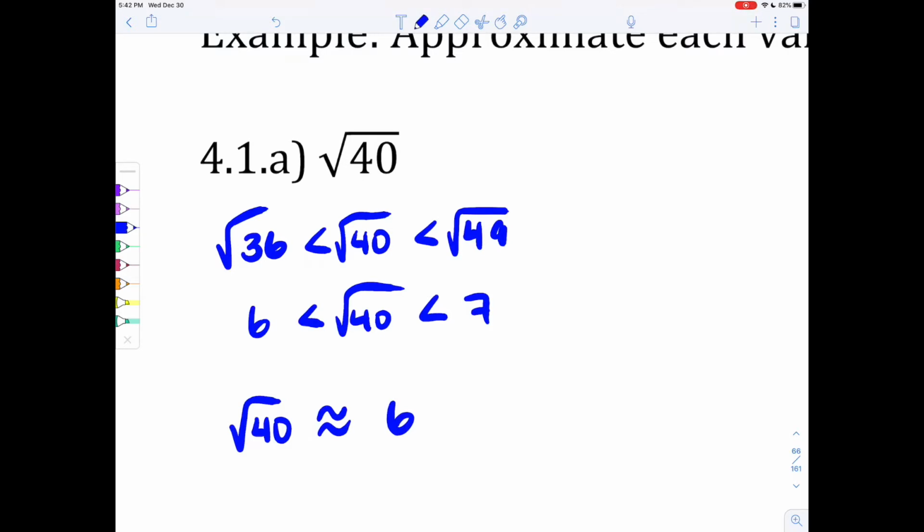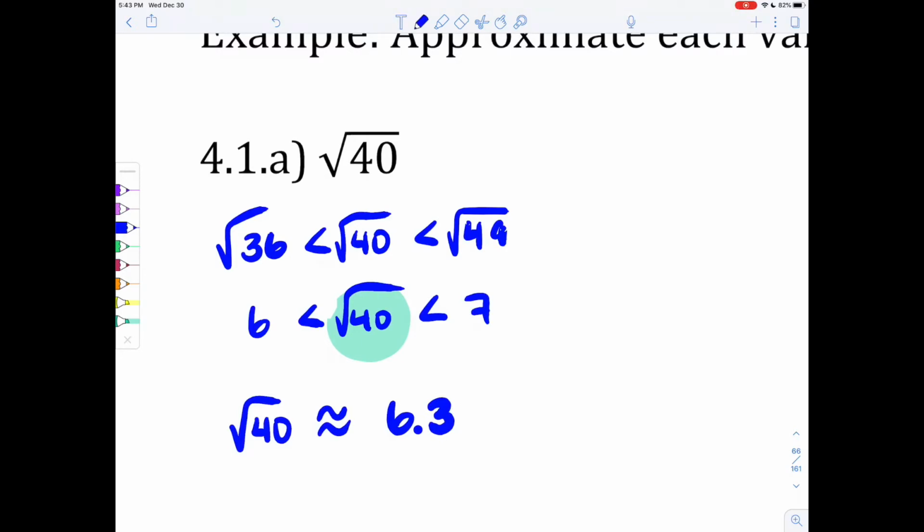And now if I'm looking at my 40, is it closer to 36 or is it closer to 49? Well, it's 6 away from 36 and 9 away from 49. So we know it's going to be closer to the 6 than the 7. So I'm going to say about 6.3.